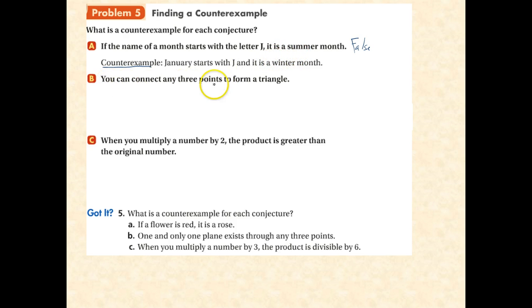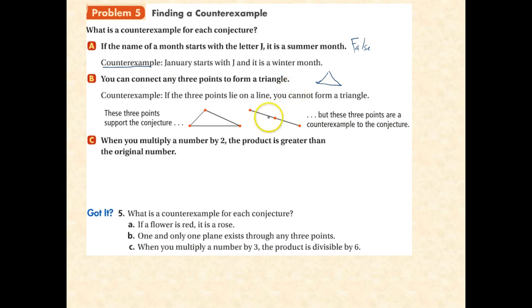You can connect any 3 points to form a triangle. Let's see, that kind of seems to make sense. Any 3 points? Yeah, I can make a triangle out of that. Is there any case where 3 points doesn't make a triangle? What about 3 collinear points? Here's 3 collinear points that you can't make a triangle with. So that's a counterexample, which makes this conjecture false.